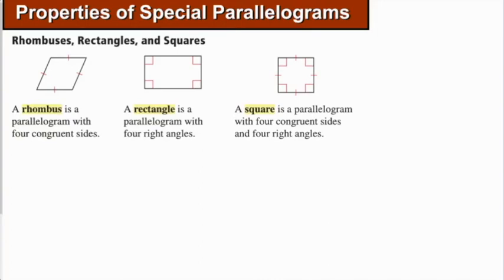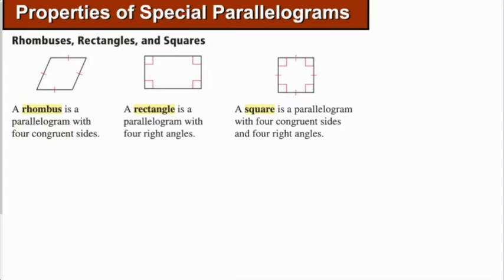Okay, so in this lesson, we're going to discuss properties of special parallelograms. We finished talking about properties of parallelograms, but now if we add additional shapes, such as a rhombus, rectangle, and square, those are parallelograms that have special features.